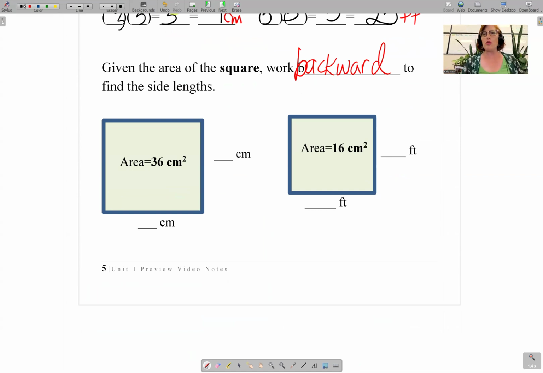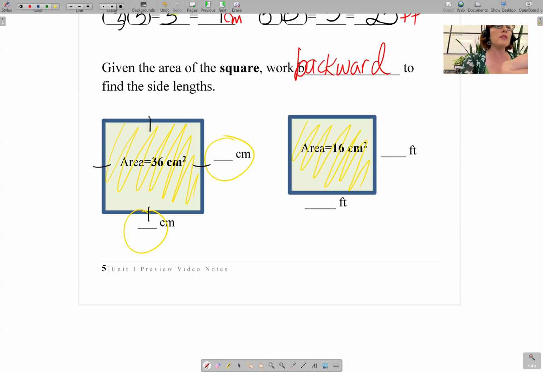So I'm going to count to 20. Your job is to, if the area of this square is 36 centimeters squared, what would the side lengths be? And of course, in a square, the side lengths are all congruent. Those little tick marks mean they are of equal length. Same over here. If the area of this square is 16 centimeters squared, all four sides are equal. What would those side lengths be? I'm going to count to 20, and you are going to fill those out as fast as you can. Ready? No calculator.